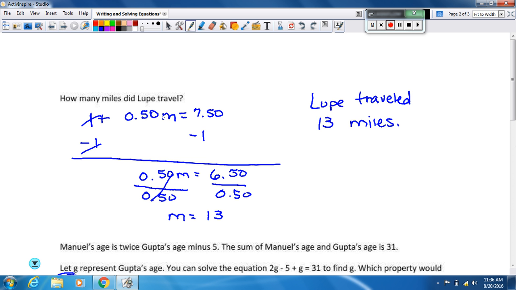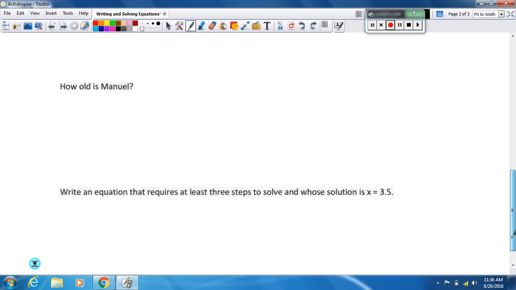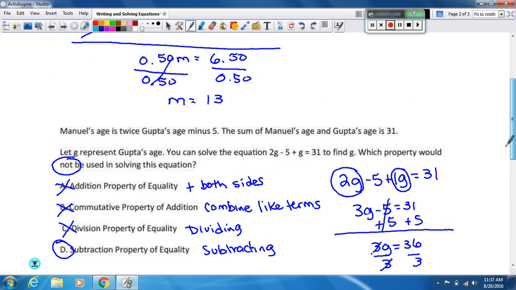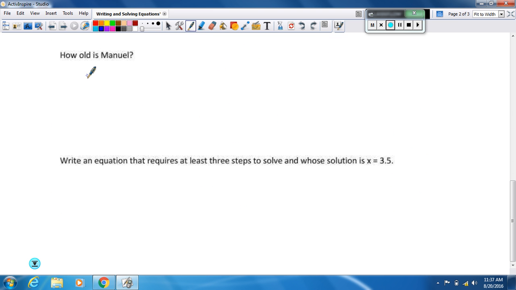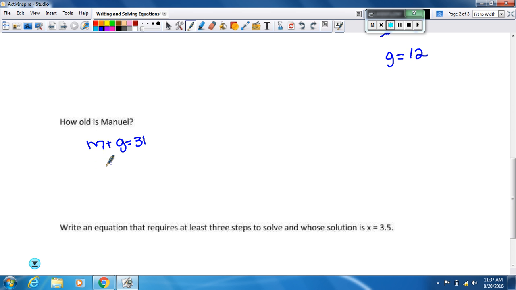Let's see if that was it. Oops, nope. How old is Manuel? Well, the sum of Manuel and Gupta's age is 31. So M plus G equals 31, because sum means add. But we just found a value for G. We know that Gupta is 12 years old. So M plus 12 equals 31.